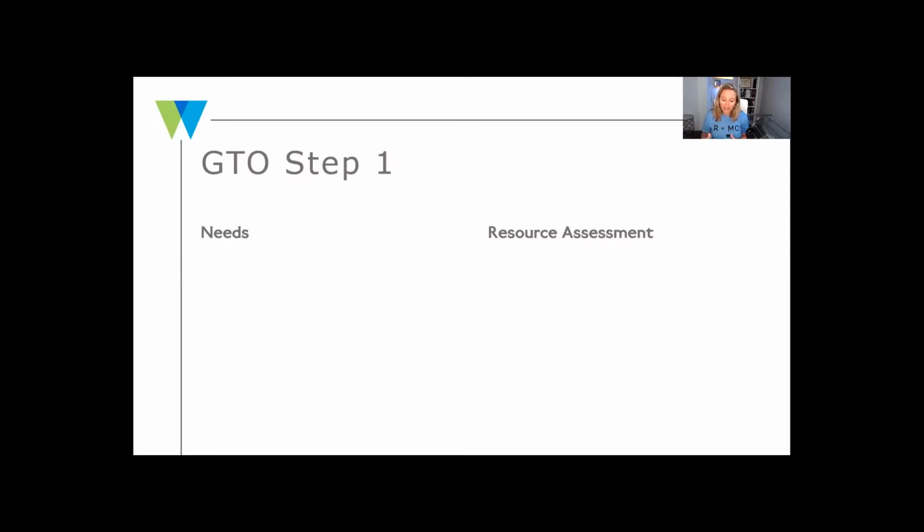Myself, I'm just going to put it out there that I often use the shortcut and just say GTO step 1 is about needs. What I mean to say when I say that is GTO step 1 is about needs and resources. So I take a little shortcut, so I apologize if that was confusing, and that's what this slide is about, to make sure I emphasize that there are two parts here.